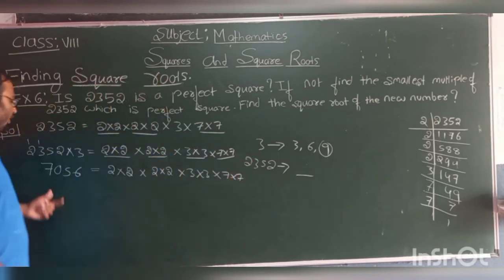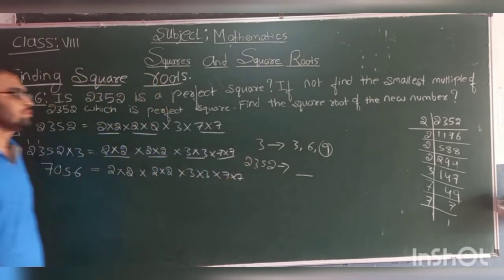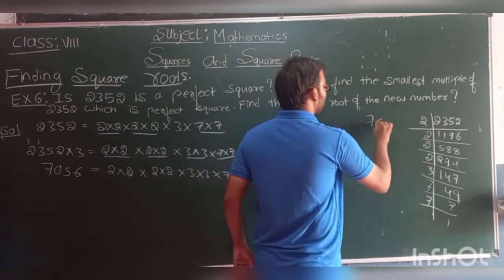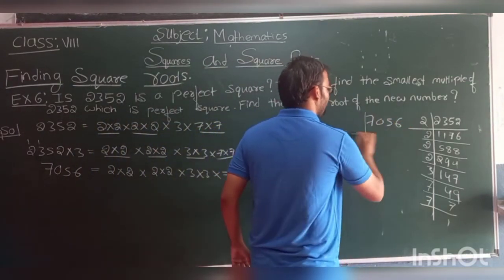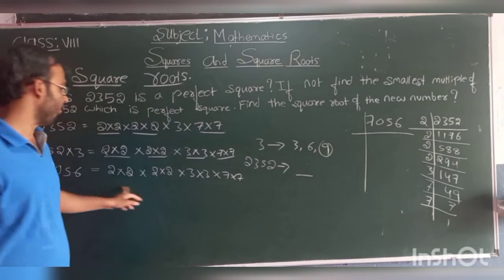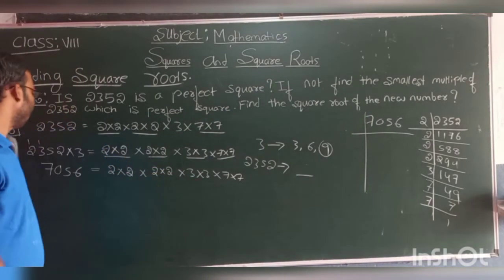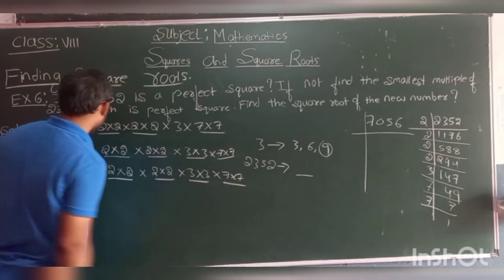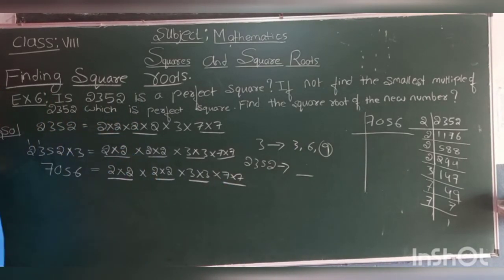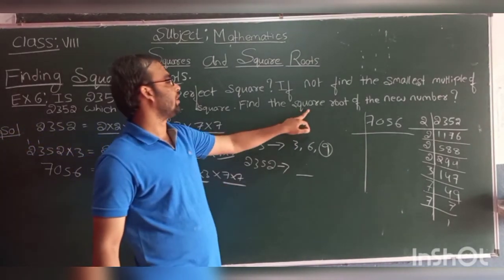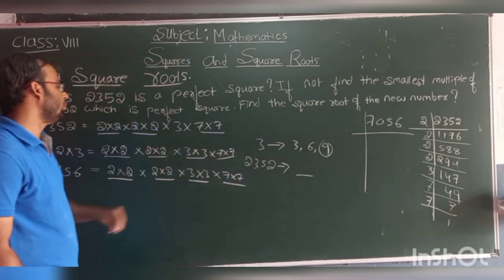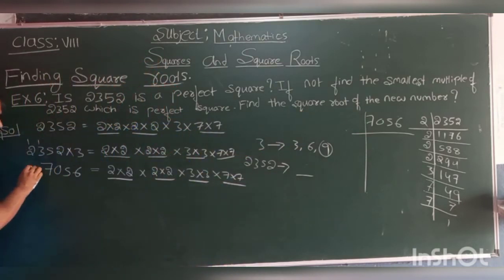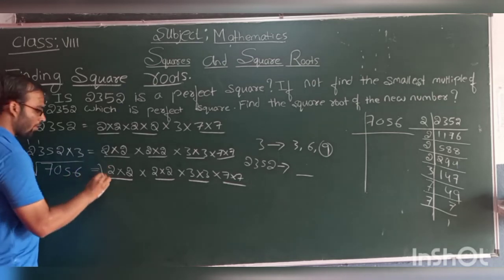So now, students, when you factorize 7056, you are getting the same factors that are here. Now we'll start pairing. Look at here. We are told that we need to find the square root of the new number. So this is the new number. In order to find the square root of this, put the square root sign.